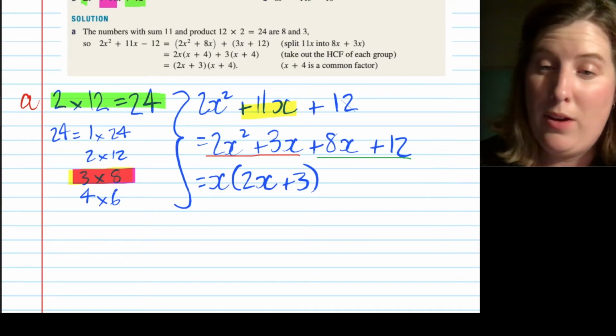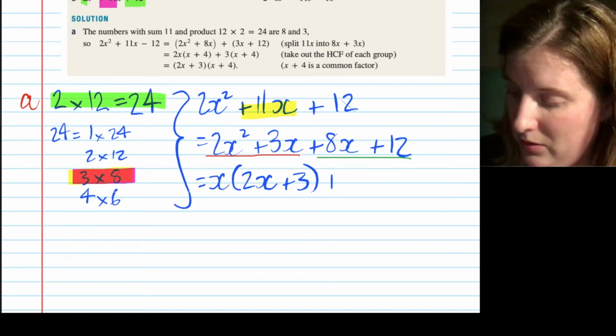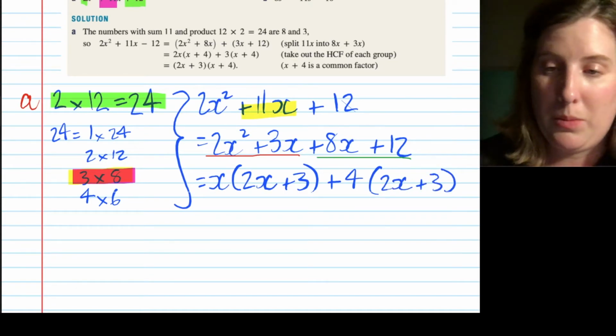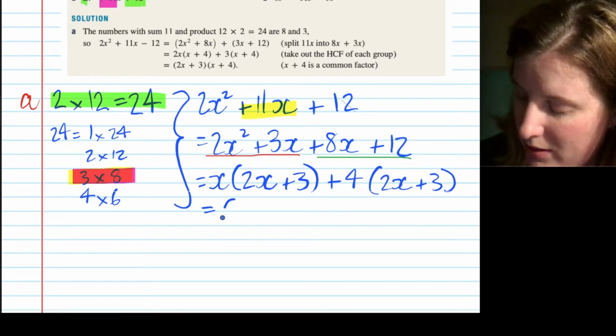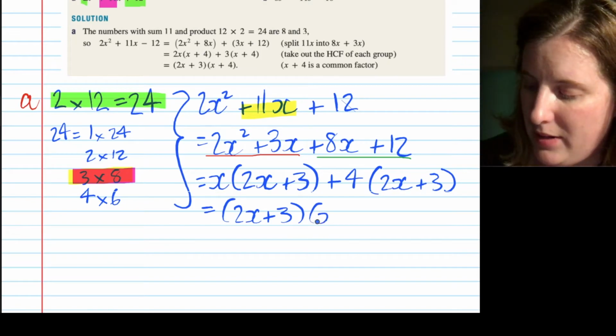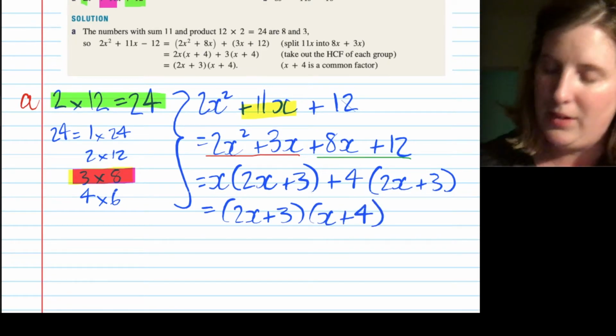8x plus 12, what goes into both of those? 4 does, so plus 4, and 8x divided by 4, 2x plus 3. Oh, what a surprise, 2x plus 3 appears in both. That's one of my factors. And the other one is what's left behind, x plus 4.